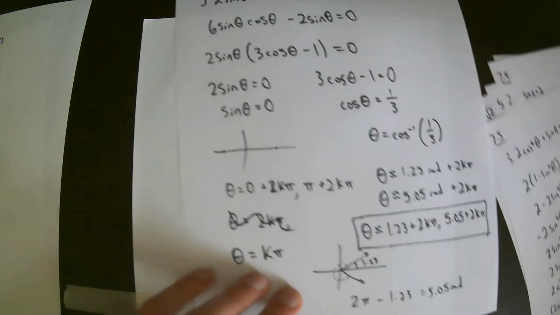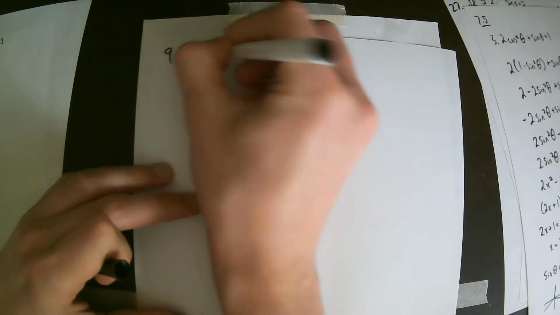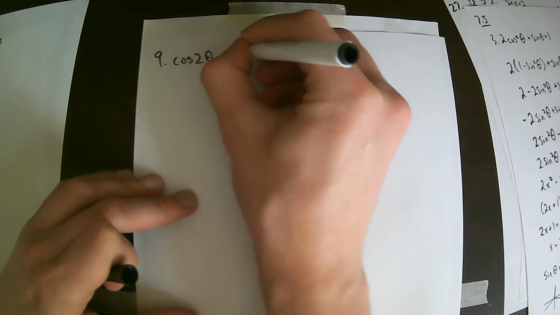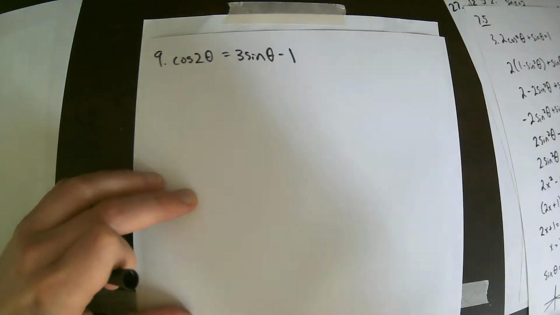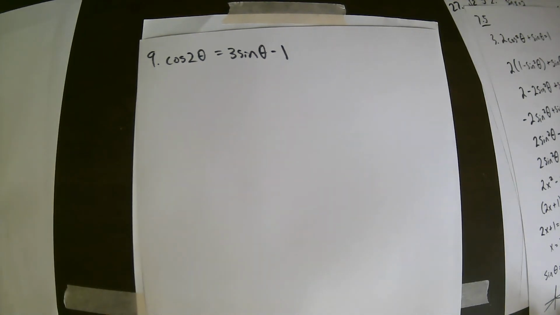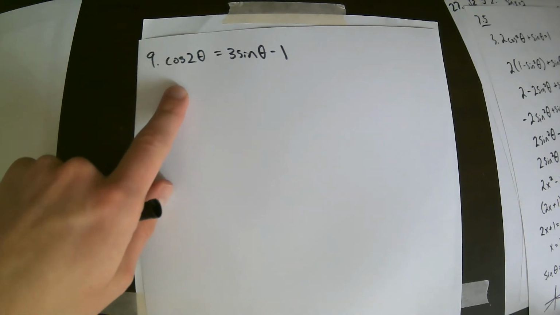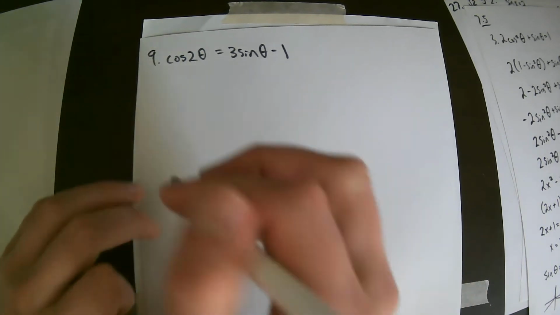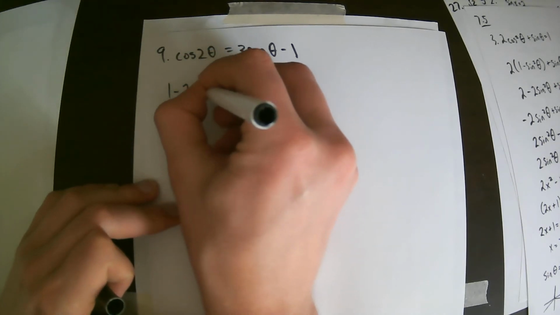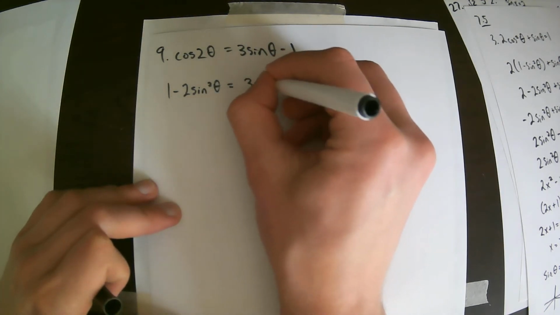Number 9 is cosine 2 theta equals 3 sine theta minus 1. Okay, so we need to use our double angle formula for cosine, and since sine is involved over here, I think I'm going to rewrite cosine of 2 theta as 1 minus 2 sine squared theta. So that's coming from one of the double angle formulas for cosine.